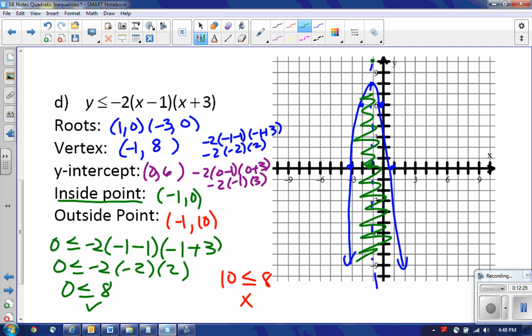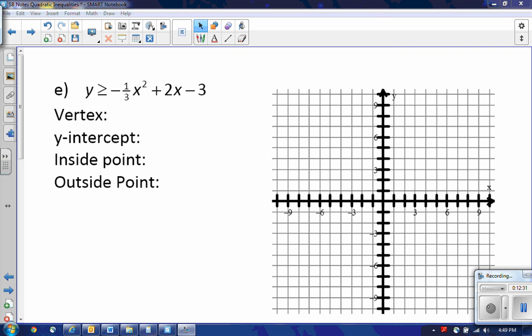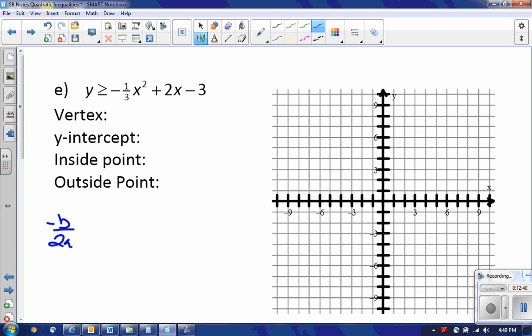Now let's move on and do a couple examples in standard form. If you remember, to find your vertex in standard form, you need to use -b over 2a. So -b over 2a in this case would be -2 over 2 times -1/3, which would be -2 over -2/3. When you flip and multiply, that comes out to be 3. So my vertex is at the point (3, something).